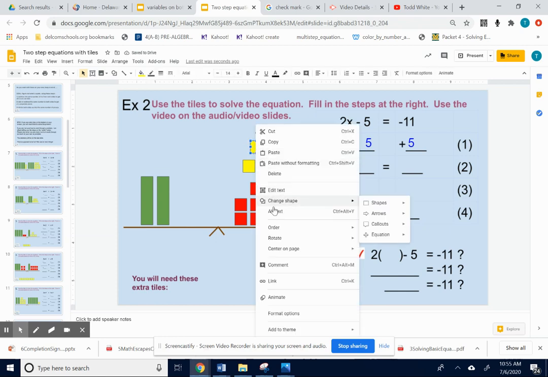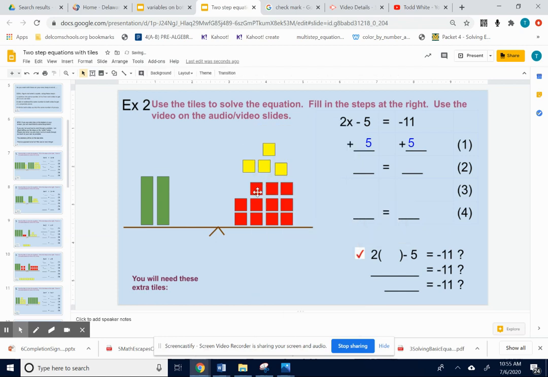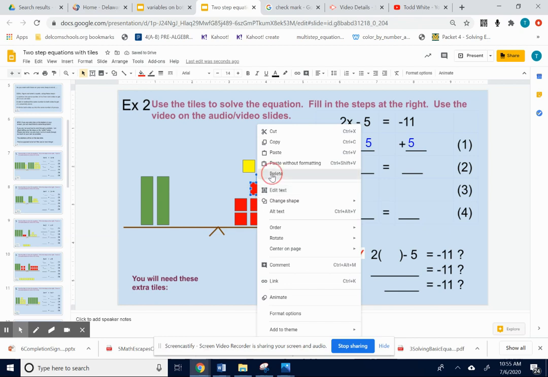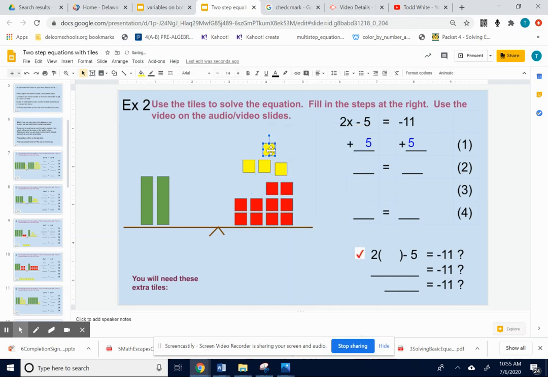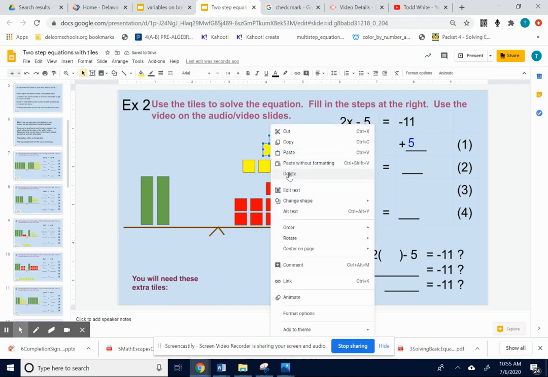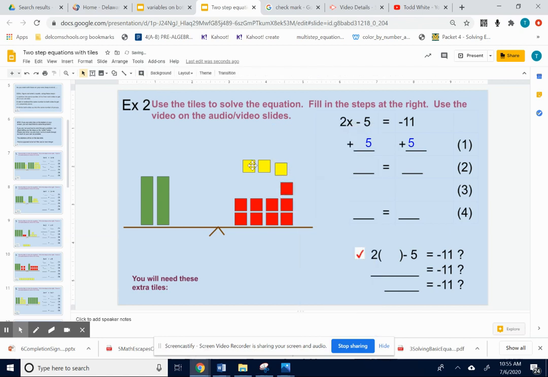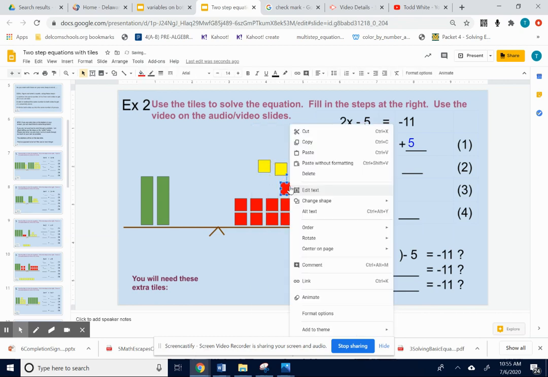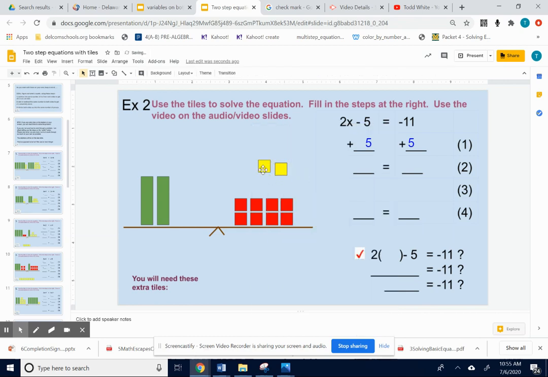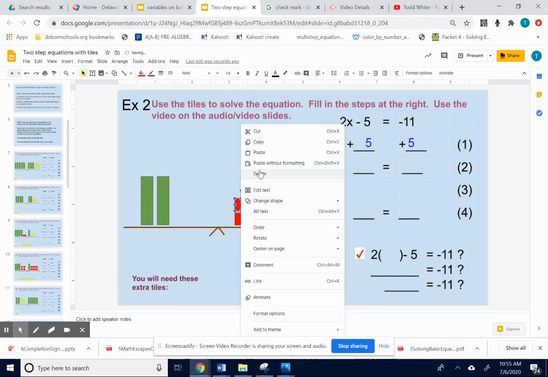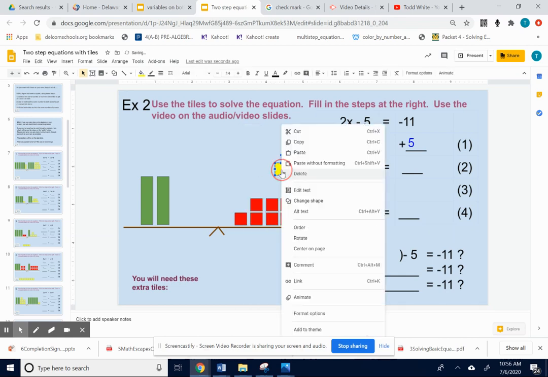So this yellow with this red cancel. A yellow and a red cancel. This yellow and this red cancel. This yellow and this red. And this yellow and this red.